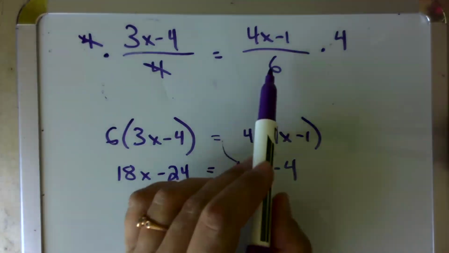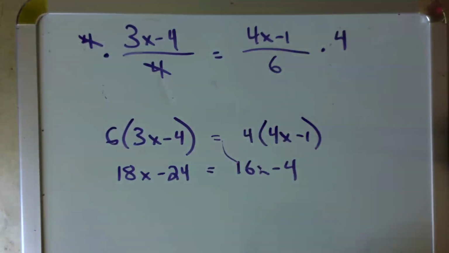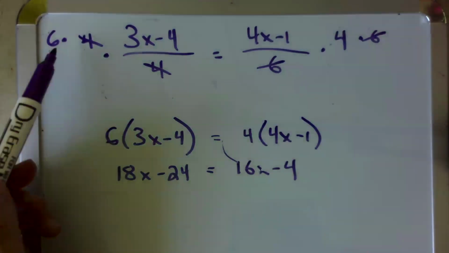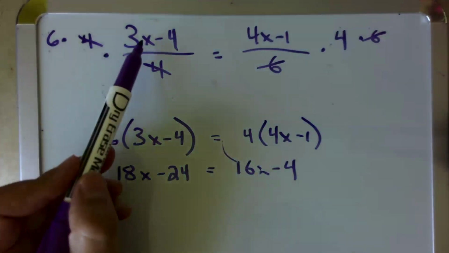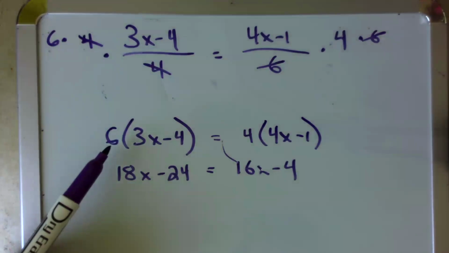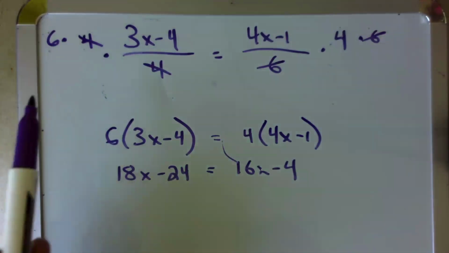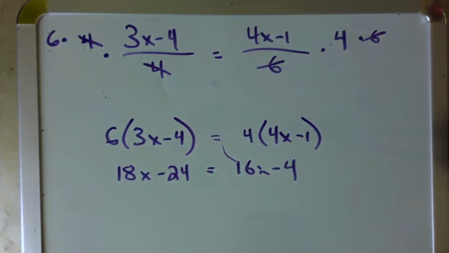Same thing here. To get rid of this 6, we'd multiply both sides by 6. Over on this side, that would cancel the 6's. Over here, we'd have 6 times 3x minus 4. Well, that's exactly what we got here. So in doing the bow tie, we do both of these steps at the same time, and that's more efficient.